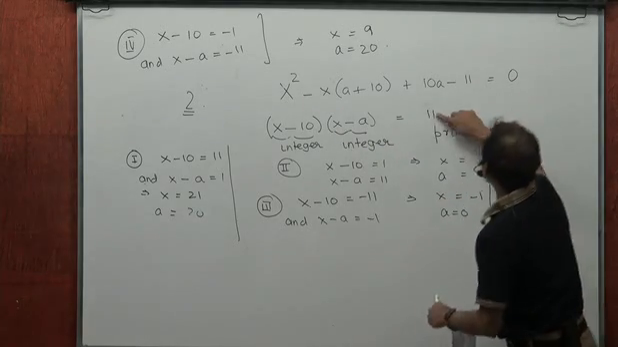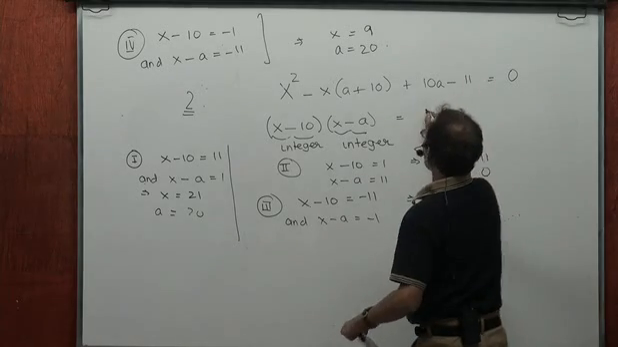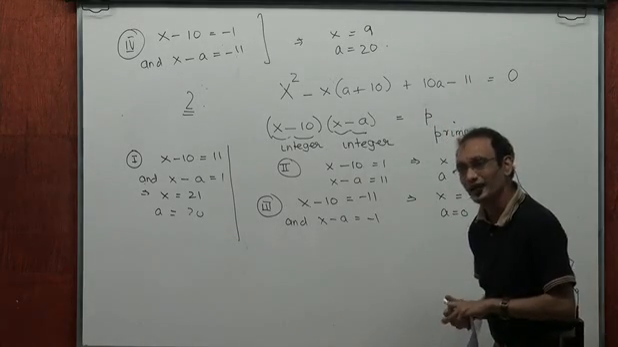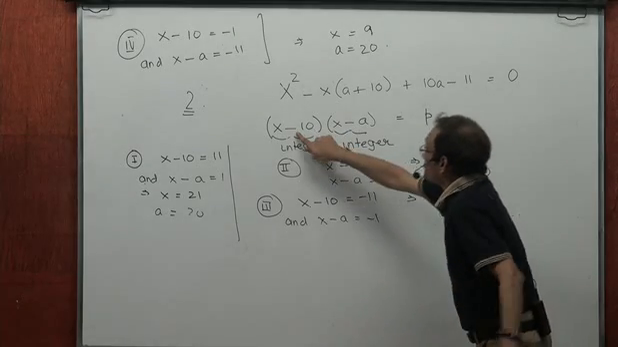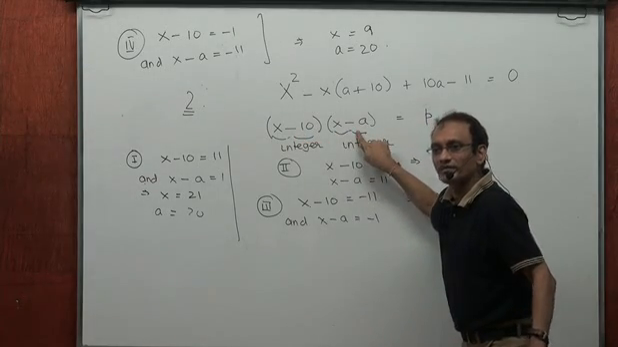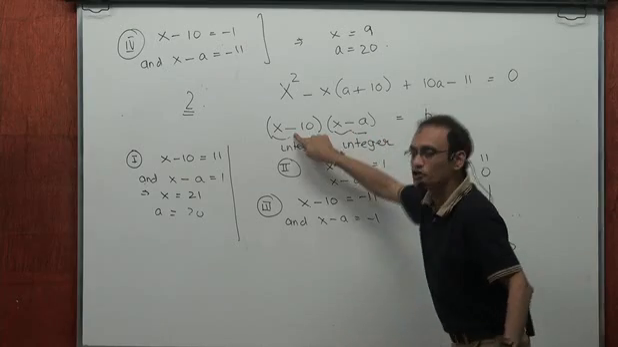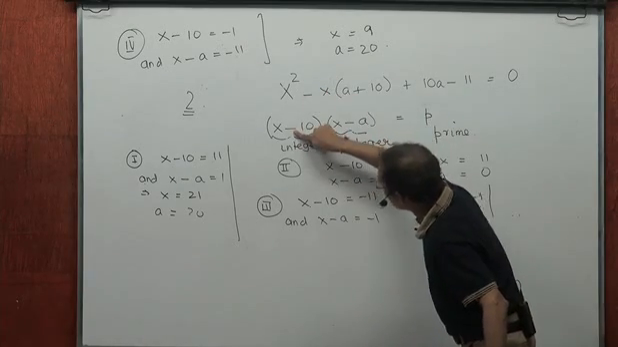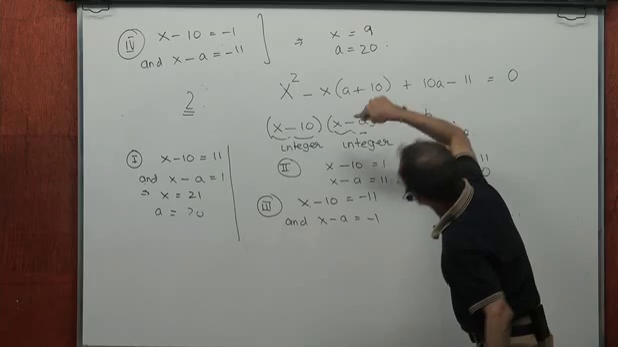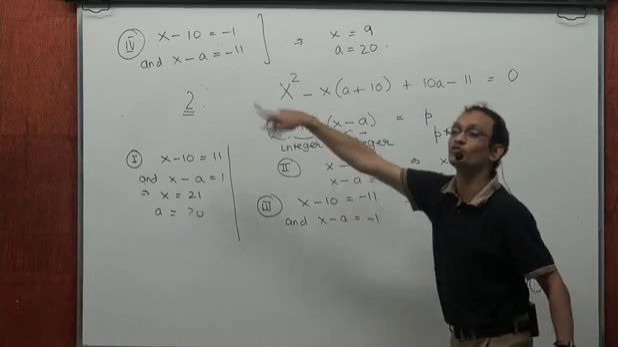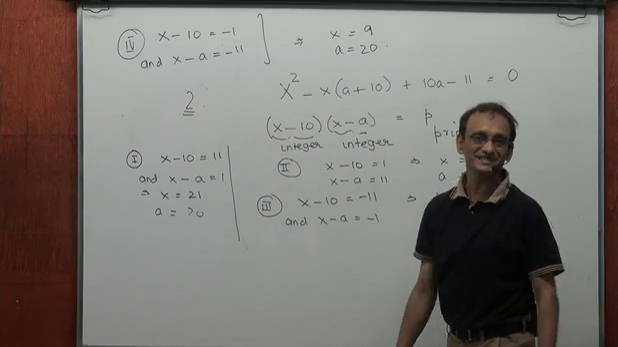In fact, if this was not 11 but any other prime p, then what you could have said is this could be p, this could be 1. Or this could be p, this could be 1. Or this could be minus p, this could be minus 1. Or this could be minus p, this could be minus 1. Those would be the 4 possibilities then.